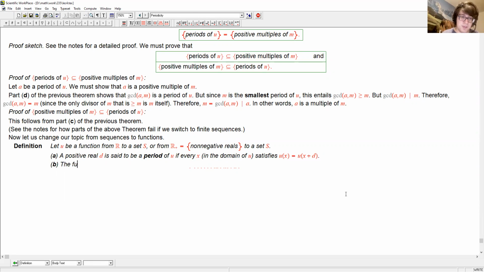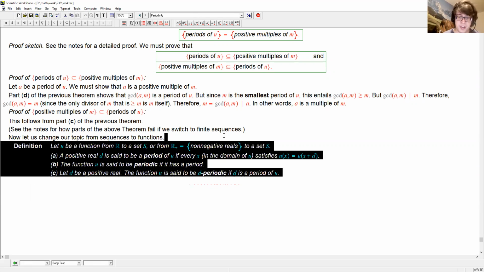Secondly, the function U is said to be periodic if it has a period. And thirdly, let D be a positive real. The function U is said to be D periodic if D is a period of U. So this is just a carbon copy of our definition of periodic sequences.